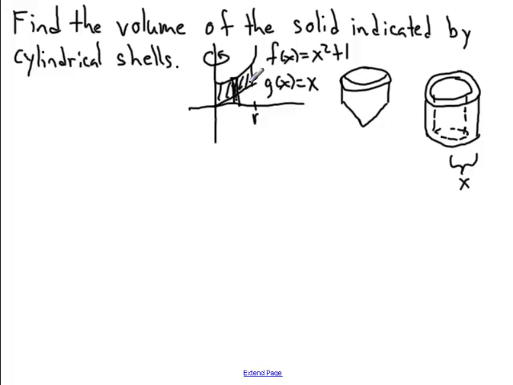This distance is just going to be x. The height, though, in this one is a little bit different. The height is not going to be x squared plus 1. It's going to be x squared plus 1 minus x.